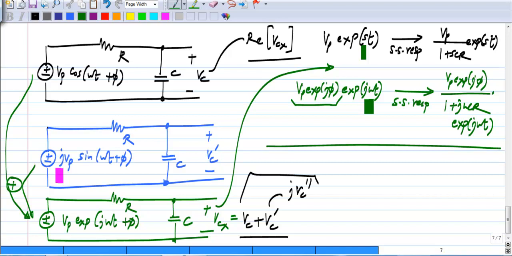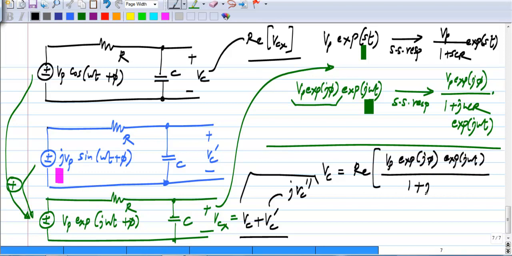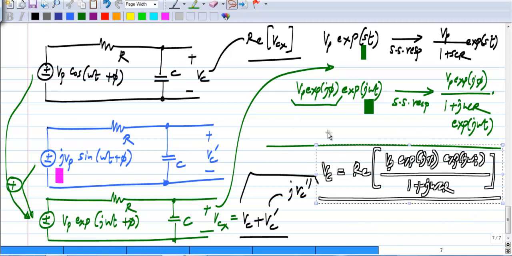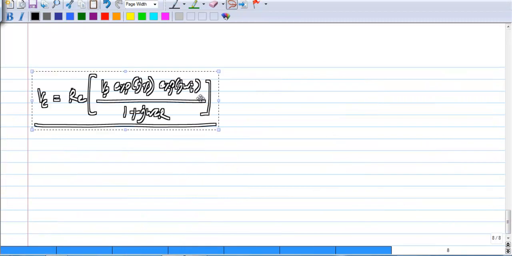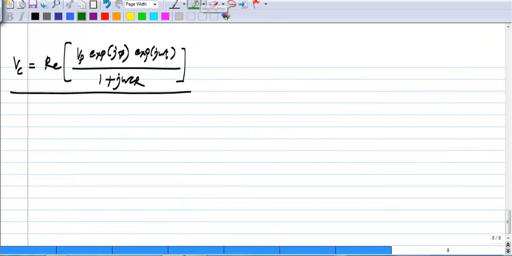So what is Vc after all? Vc is the real part of Vp exponential j phi exponential j omega t by 1 plus j omega CR. Like I said, you have to be fluent with converting from rectangular to polar form and so on. I will show here how it is useful. So, this is the solution.